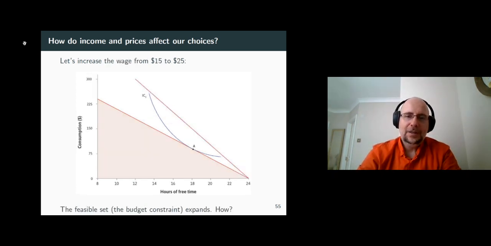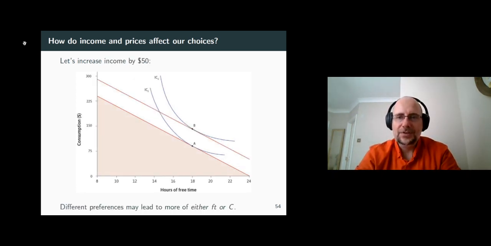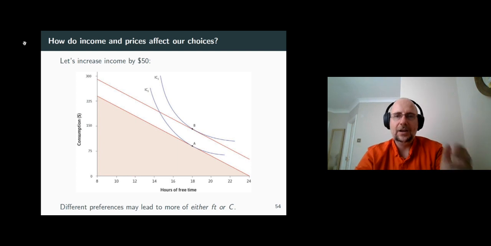So, depending on the shape of her preferences, she can also choose to work exactly the same hours as before, but have the entire $50 extra added to her income. She could also end up working more than before and enjoy less free time. This will entirely depend on the shape of her preferences.